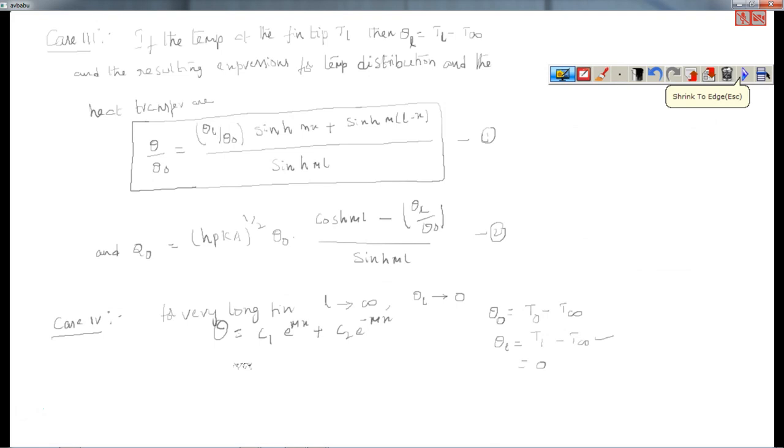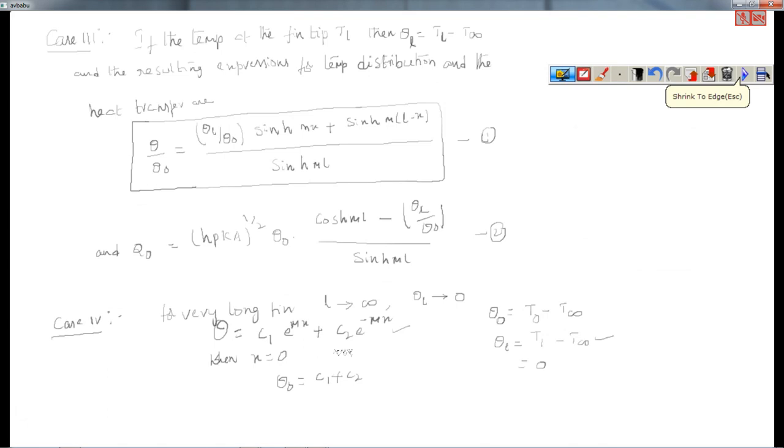And when x is equal to 0, when x is equal to 0, then theta 0 would become C1 plus C2. Okay, this is the generalized equation.